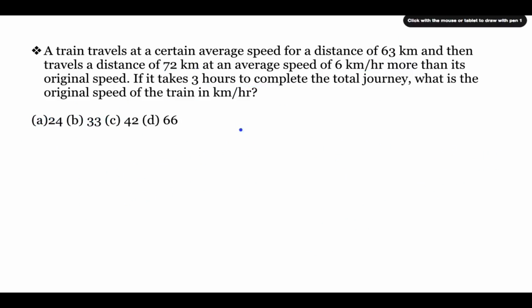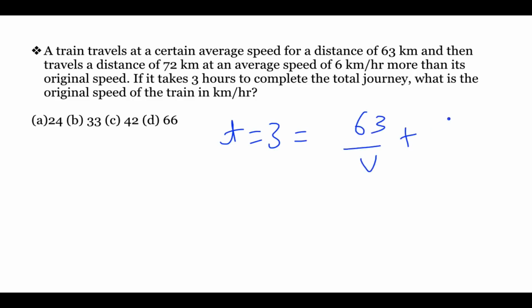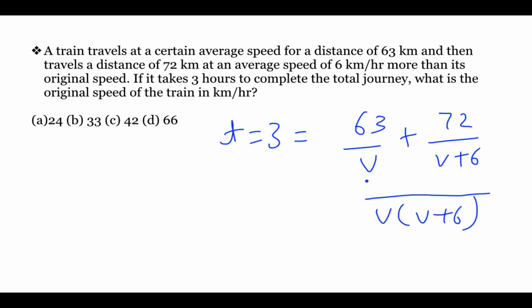Otherwise, if you want to solve it, you have to solve it using the average equation, where total time, which is 3, equals 63 divided by v plus 72 divided by v plus 6. So it will be a very complicated kind of equation. If you want to solve it, you can, and it will be quite complex.